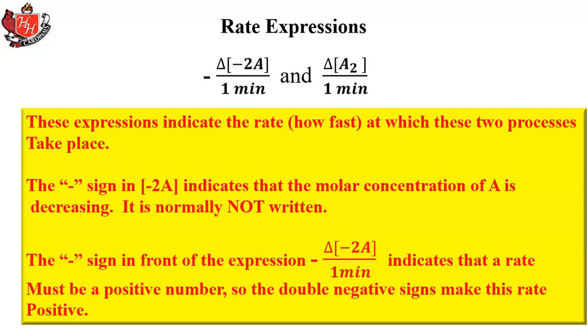For the products, it's much simpler since it's increasing. There are no negative signs involved. A2 is increasing, so you don't need any negative signs. It's only on the reactants where you need to do that.